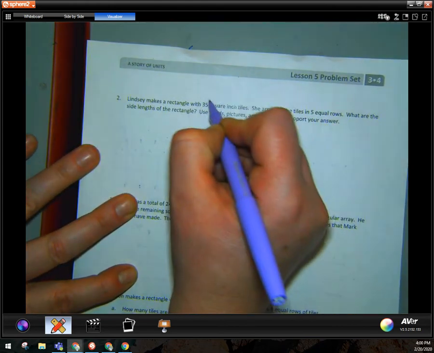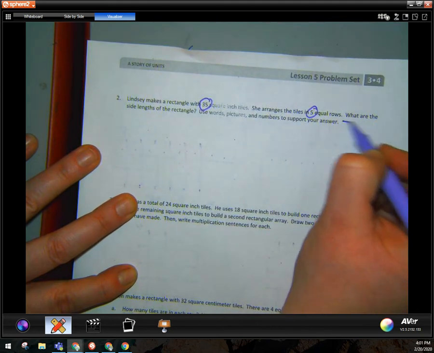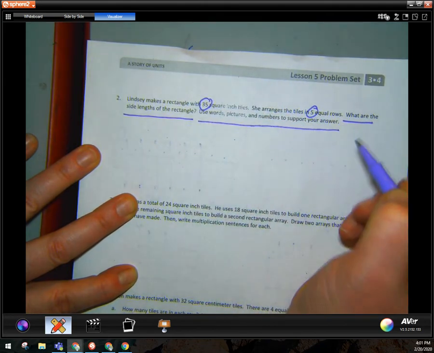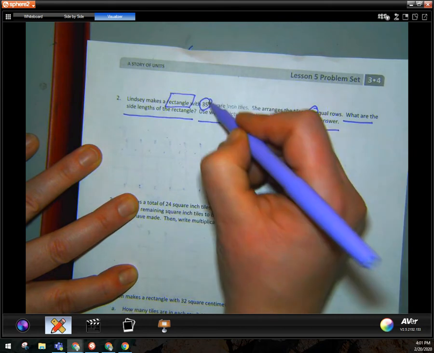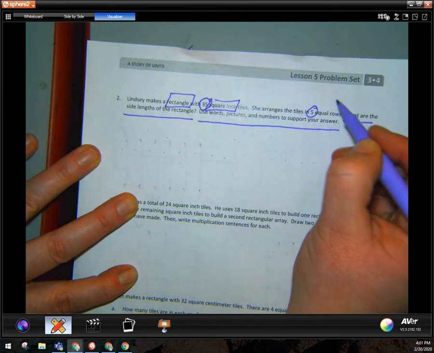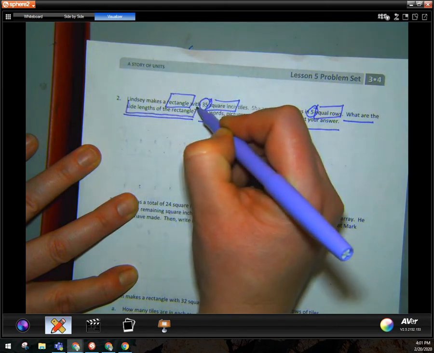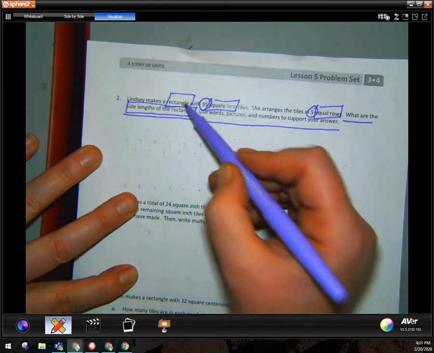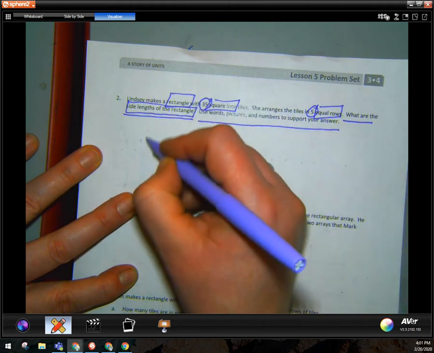So I'm going to circle key numbers. I'm going to underline the question and the directions. I'm going to box math action words. Then I'm going to draw. So Lindsay makes a rectangle with 35 square inch tiles. So I know it's going to be a rectangle.